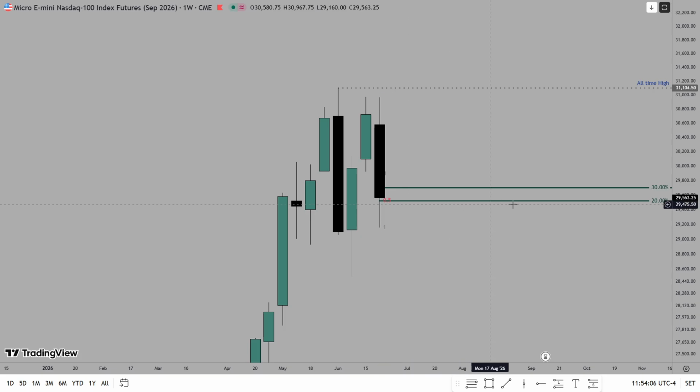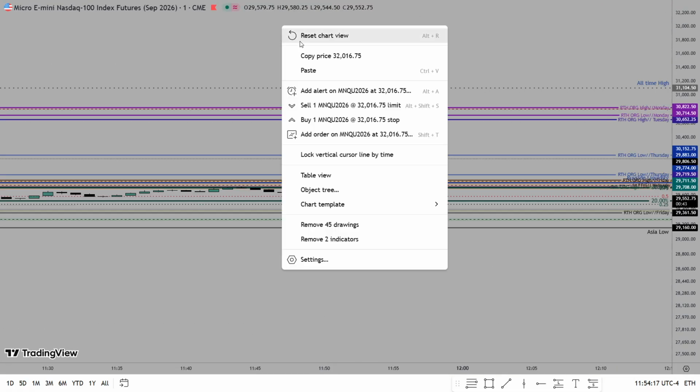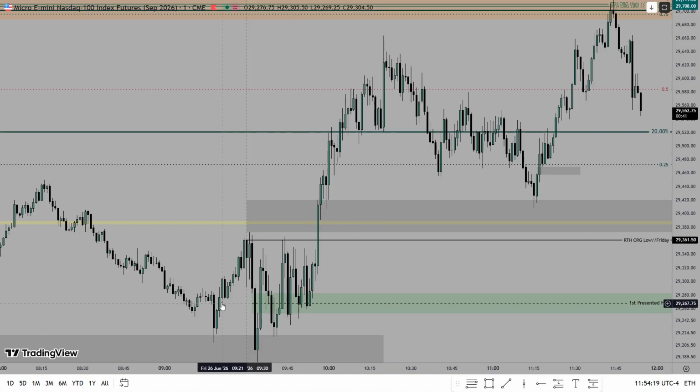You can see that it traded to this 20 to 30% level. It has done the first objective, trading to this 20%. So that is the reason behind my longs from this area.